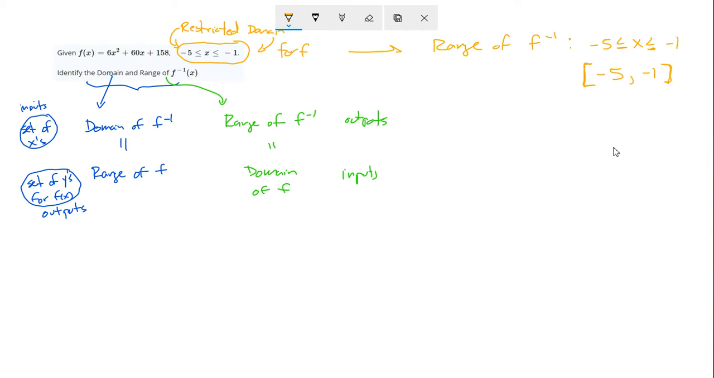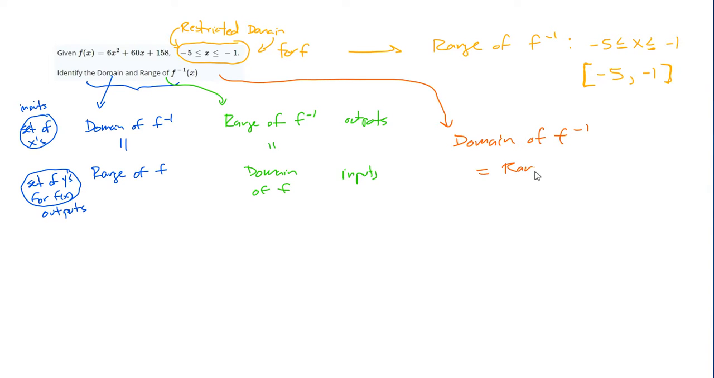Now, the more difficult thing is, the range of the inverse function is easy because it's the domain of the original. But what about the domain of the inverse function? Remember, the domain of f inverse is the same thing as the range of the original. So I need to know the range of the original.